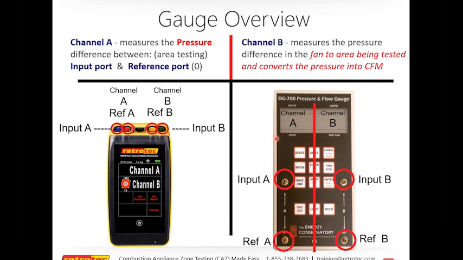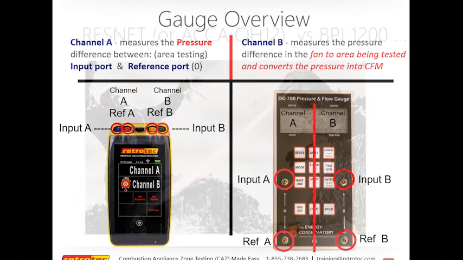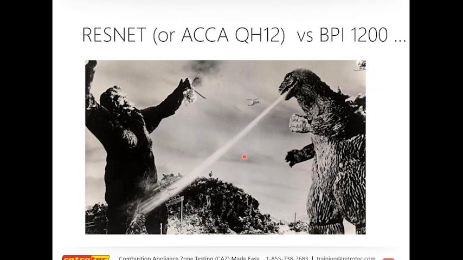Okay, so let's talk about the difference, ladies and gentlemen, between your RESNET or ACA QH12, which is actually the testing procedure that is referenced in the RESNET code, versus BPI 1200, which is the new one. Oh yeah, and NFPA.